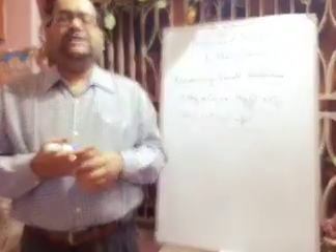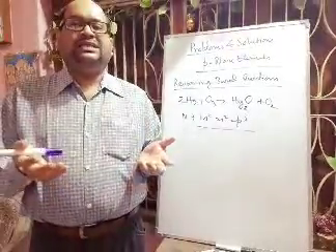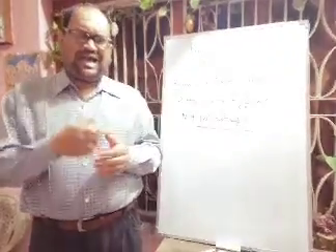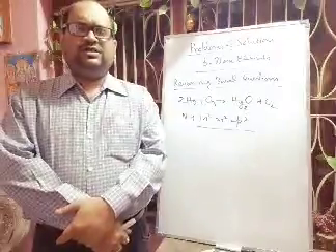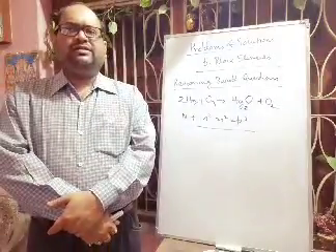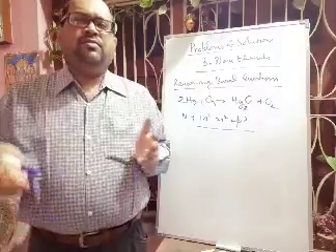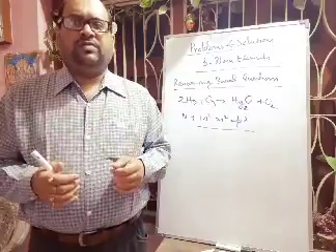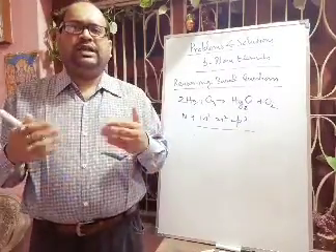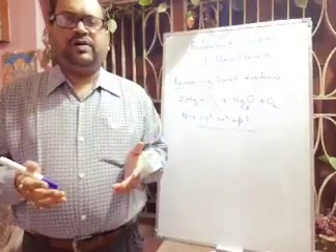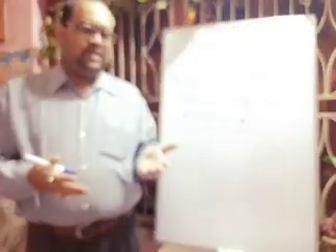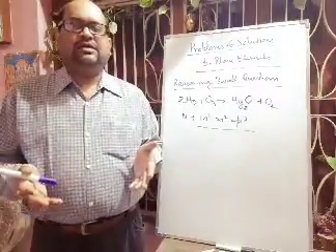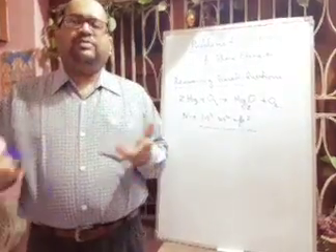Next, another type of question: why is the catenation property of nitrogen less compared to phosphorus? Actually, carbon has the highest catenation property because of the higher bond energy. The carbon-carbon bond is very stable. So here also you have to tell that the property of catenation depends on the bond strength of the elements. The nitrogen-nitrogen bond energy is around 159 kilojoule per mole, but for phosphorus the bond energy is 213 kilojoule per mole. As the bond energy is high in phosphorus, the bonds are stable, and hence the catenation property of phosphorus will be more compared to nitrogen.